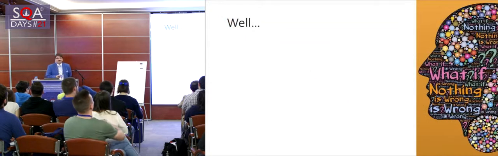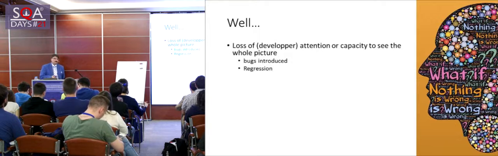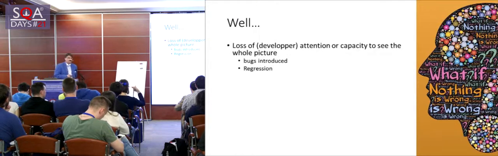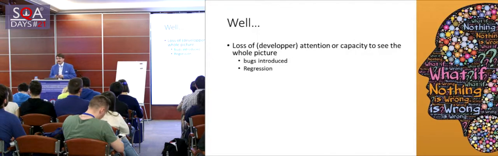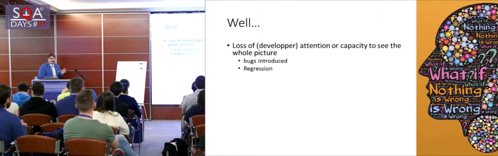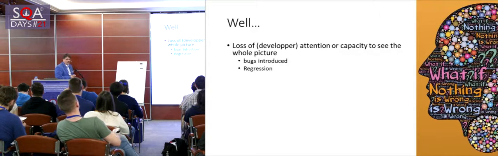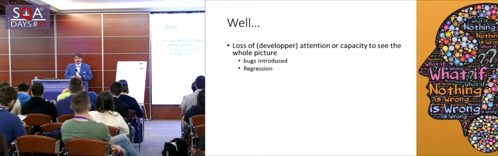That's about the attention blindness, and I'm going to elaborate a little bit on this second part of the attention blindness model. What is important to us when we see that sort of thing is that we are prone to lose our attention or capacity to see the whole picture.